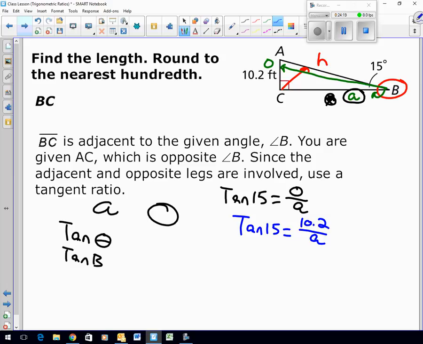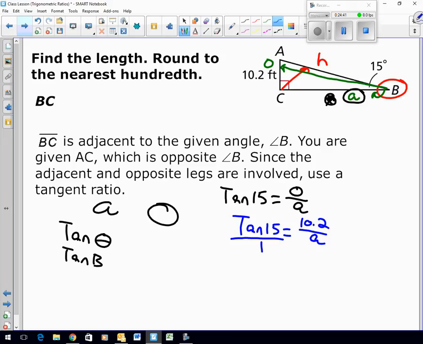What do we do in this situation? I'm trying to solve for A. What can I do to tangent 15? You can put it over 1, and you're going to be able to cross multiply.